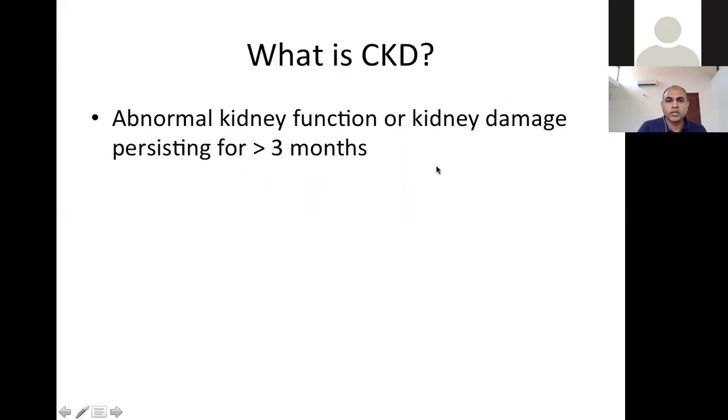So you know what chronic kidney disease is? It is abnormal kidney function or kidney damage persisting for more than 3 months. So basically, either you should have abnormal kidney function or damage, and it has to last for more than 3 months. So that is what chronic kidney disease is.